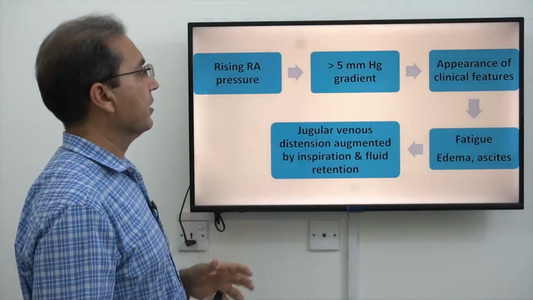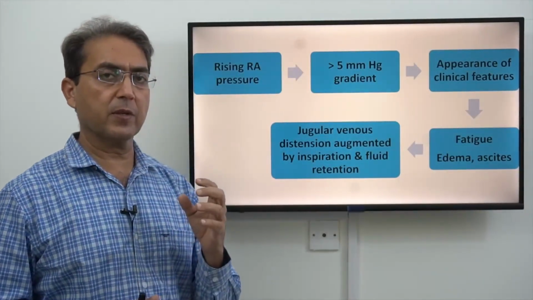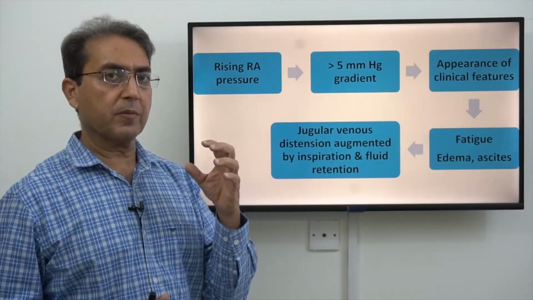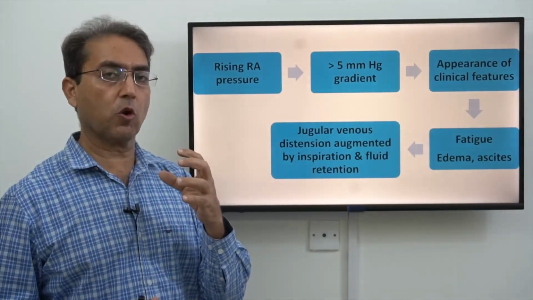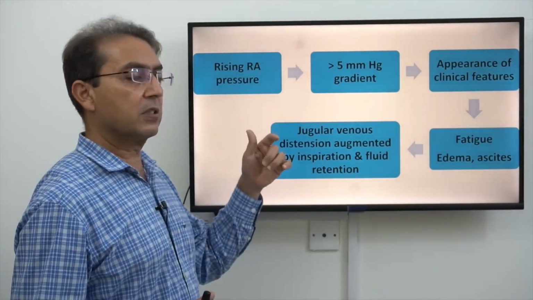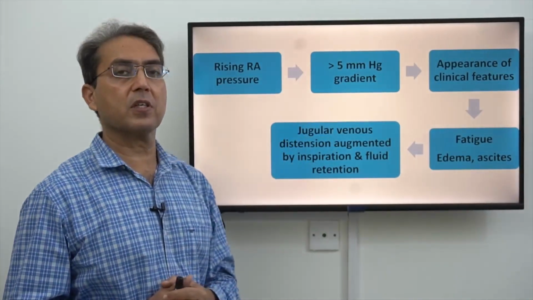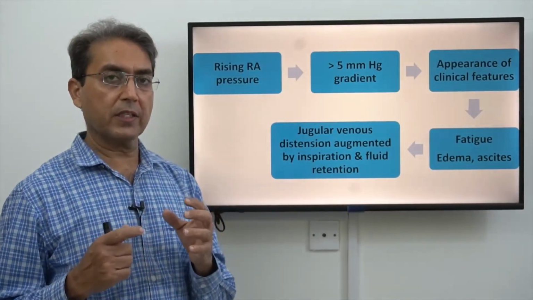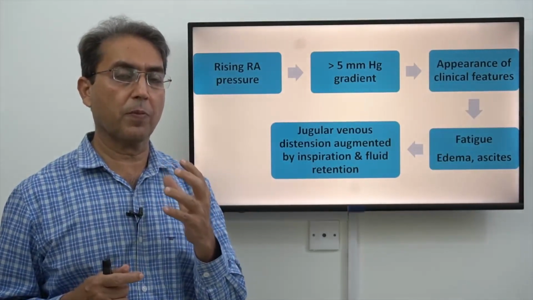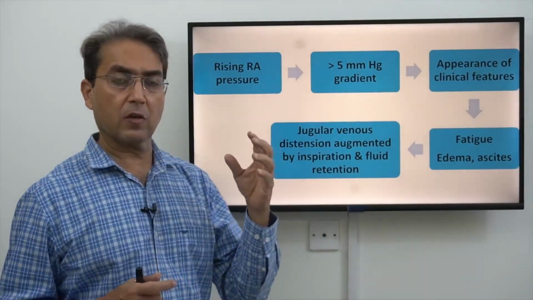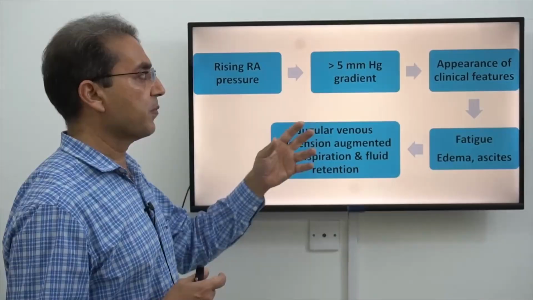Now, there is a rising pressure in the right atrium. When this pressure gradient is more than 5 millimeters of mercury, pressure gradient meaning the pressure in the right atrium and the right ventricle during diastole, when the pressure in the ventricle falls to almost zero, and the right atrial pressure starts going beyond 5 millimeters, this is a time when clinical features start appearing. During diastole the ventricle is relaxed and the pressure in the ventricle is approximately zero, and the right atrial pressure in normal people is also close to zero. If these pressures start rising and go beyond 5 millimeters, symptoms may start appearing.